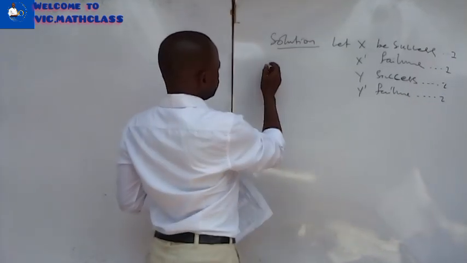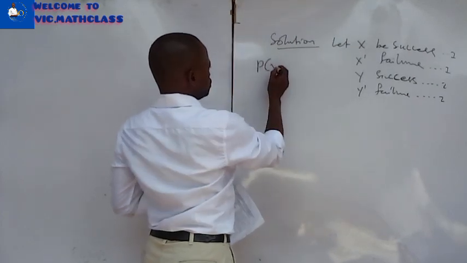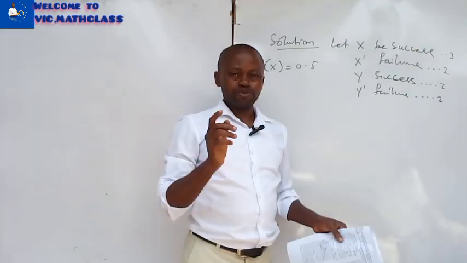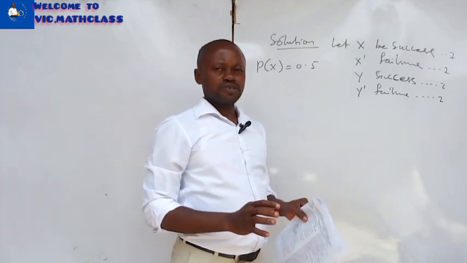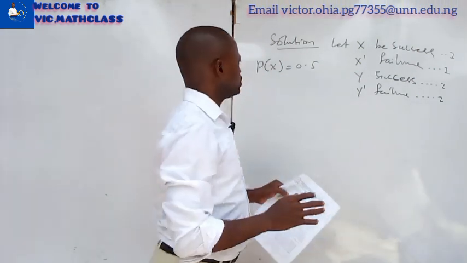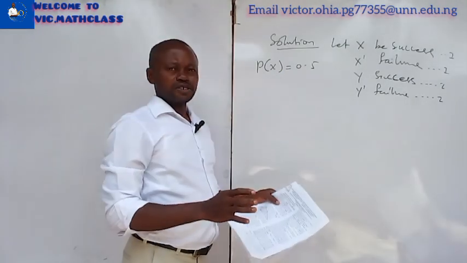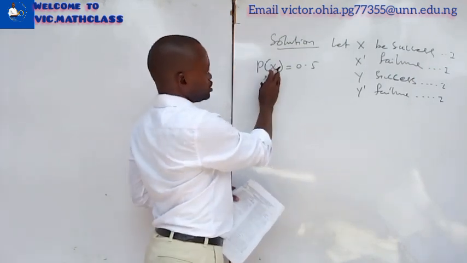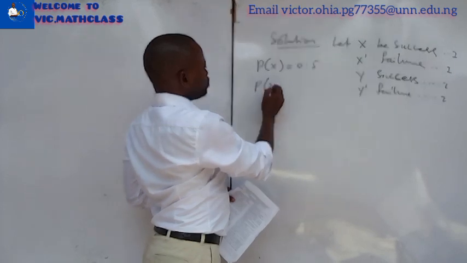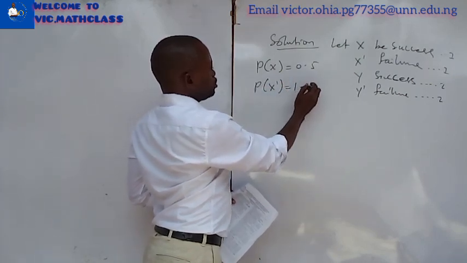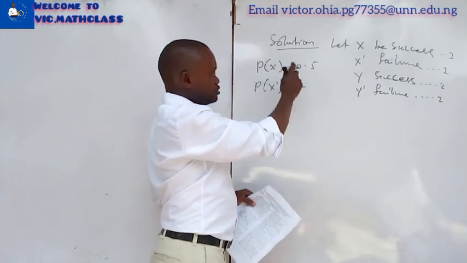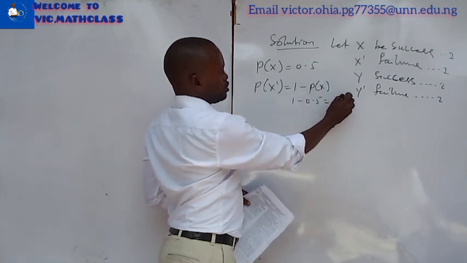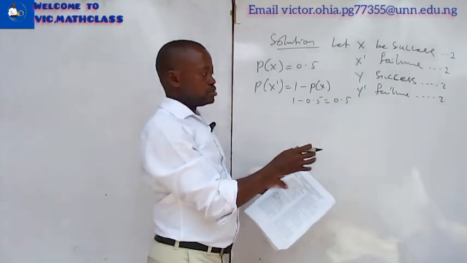So that when you come here, we were told that the probability of success in contract 1, which is probability of X, is 0.5. This is a special case of probability, and the events are independent. So in this case, you have probability of success and probability of failure, and probability of success plus probability of failure is 1. That is to say that if probability of success in X is 0.5, probability of X prime, which is failure in X, will be equal to 1 minus P of X. So this will be 1 minus 0.5, which is also 0.5. So you have to describe some of these things so that it will help you.